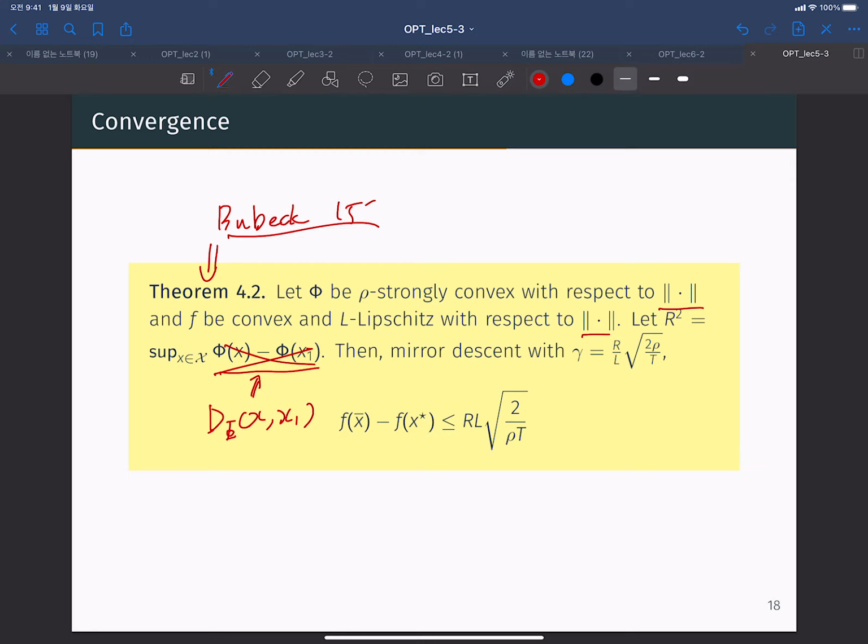Then the mirror descent algorithm with this step size has this convergence rate. This convergence speed is very similar to the convergence speed of the gradient descent algorithm when the objective function is Lipschitz continuous.